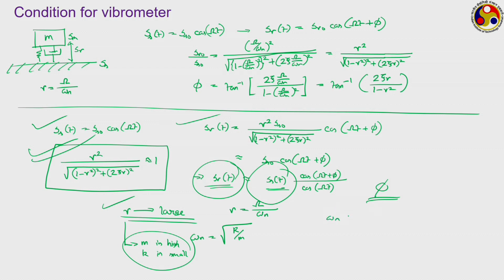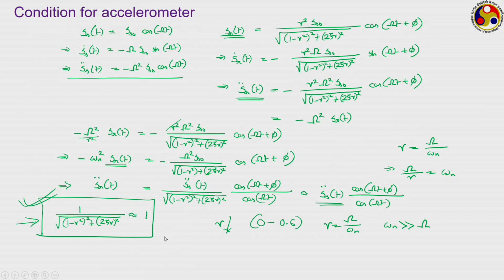So, this omega n has to be much smaller compared to omega, and correspondingly we have this condition. We want omega n to be small for a vibrometer or velometer, whereas for an accelerometer omega n has to be much larger. And how can omega n be larger? Omega n being root over k upon m. So, omega n can be large only if either the mass is small or the stiffness is larger, just the opposite condition for this.